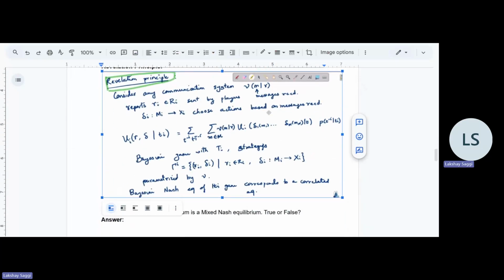And it says that any communication system between a bunch of players can be just modeled as a correlated equilibrium. So any Bayesian equilibrium in this model can be thought of as a correlated equilibrium also. So yeah.